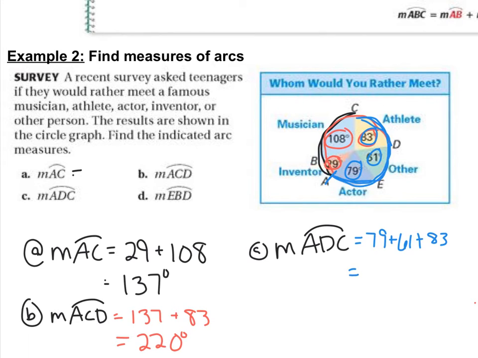If I add these together, I would get 223 degrees. I'd get the same thing if I had done, we knew this was 137, so 360 minus 137 will also give me that same number. So just 2 ways you could do it.